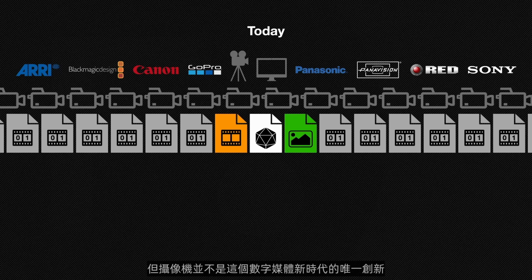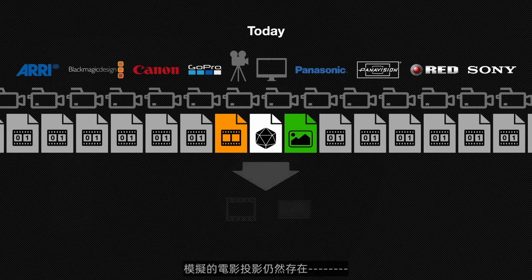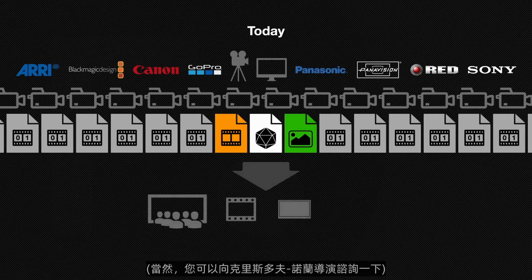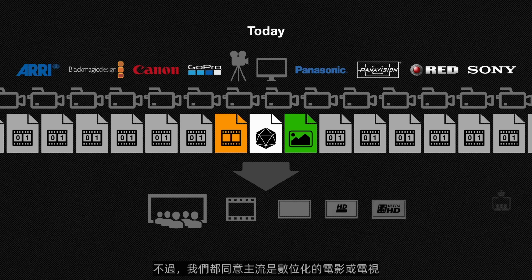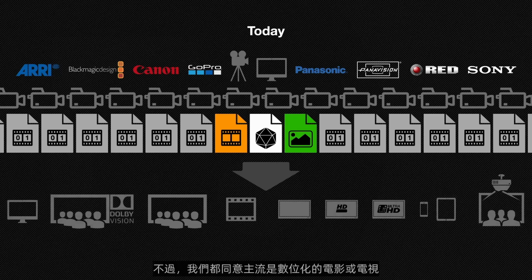But cameras are not the only innovation from this new era of digital media. How we watch contents has evolved as well. Analog cinema projections still exist. Sure, you can ask Mr. Christopher Nolan about it. But we all can agree the mainstream is digital. Cinema or TV, that is now digital as well. And not only, there are different versions coexisting.